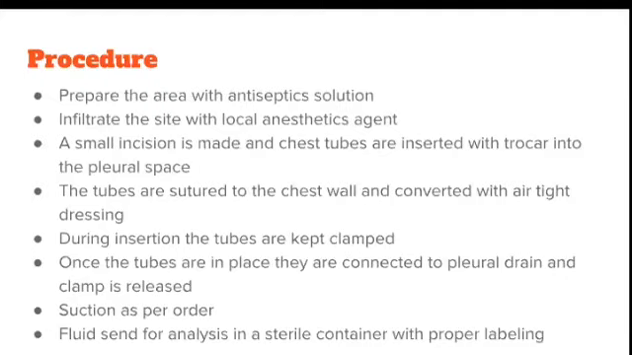If it is a simple drain, as in the case of pleural effusion, they just insert the needle or the catheter and take out the fluid. So a small incision is made and chest tubes are inserted with a trocar into the pleural space. The tubes are sutured to the chest wall and covered with airtight dressing. Usually after insertion the tube should be clamped and a tight dressing should be applied around the tube. During insertion, the tubes are kept clamped.